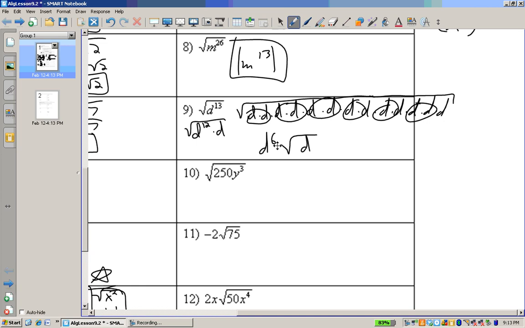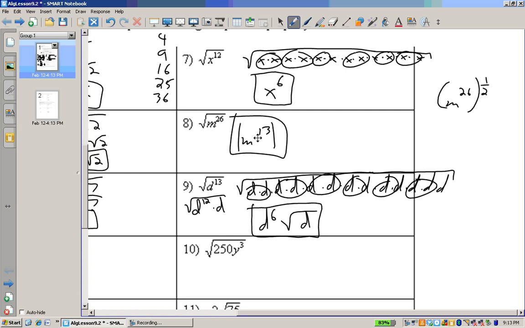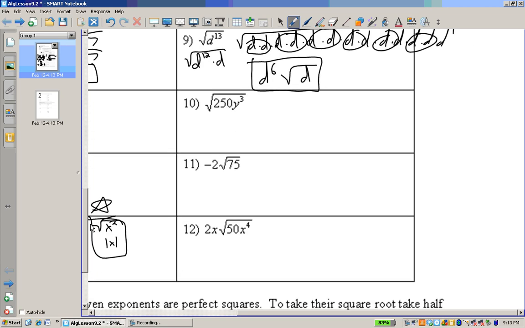The question becomes, do we need absolute value here? If d is positive, then we'll yield a positive result. If it is negative, we'll still deal with a positive result because there's an even number of those negatives. So even though you could put absolute value, it isn't really necessary. So we're going to leave it in that form. So if there's an odd number coming out, we do need the absolute value. If it's an even number, we do not.